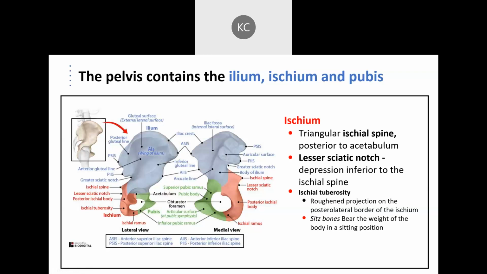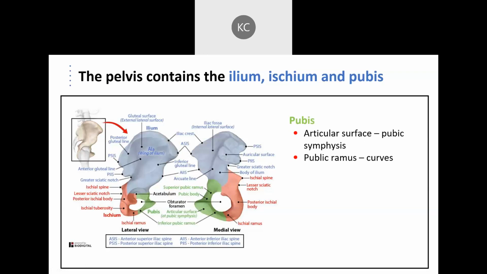It's kind of on the posterolateral surface, so it's this region right back here, and you can see it on this lateral view as well. And this is sometimes referred to as the sits bone because this is the bone that bears most of the weight whenever we are in a seated position. Okay, and then we have our pubis, right?